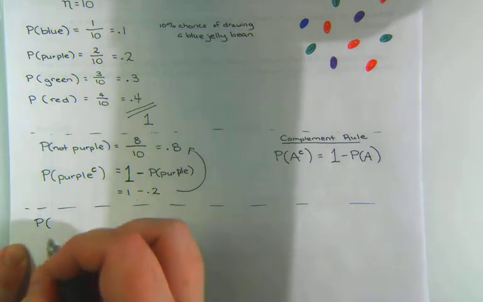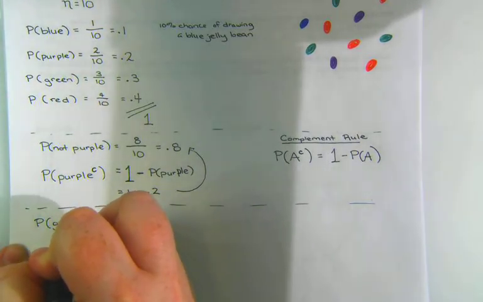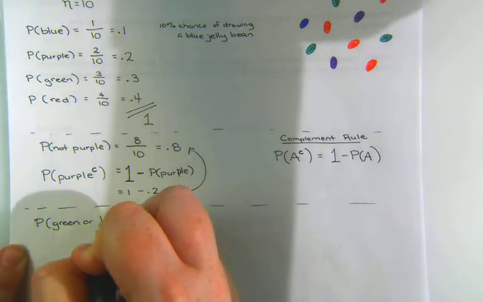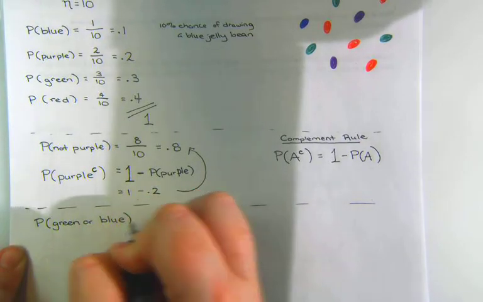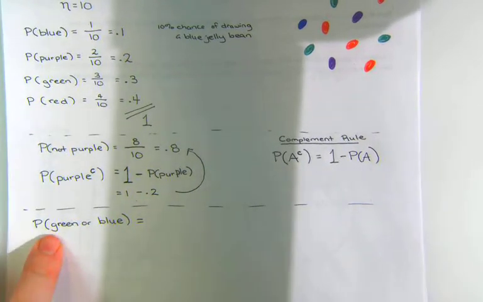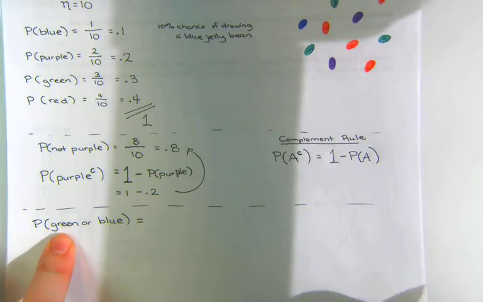Let's say we look at the probability of 2 events. Let's say I'm drawing one jelly bean, but what's the probability that the jelly bean that I draw is green or blue?